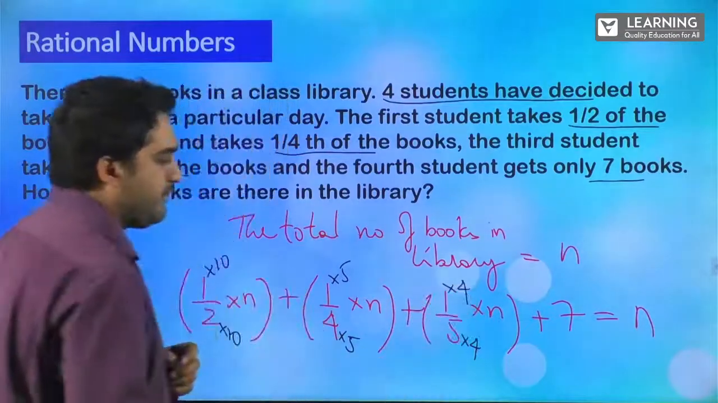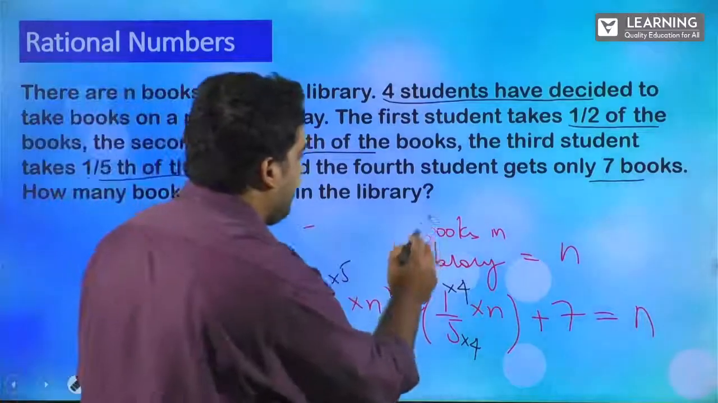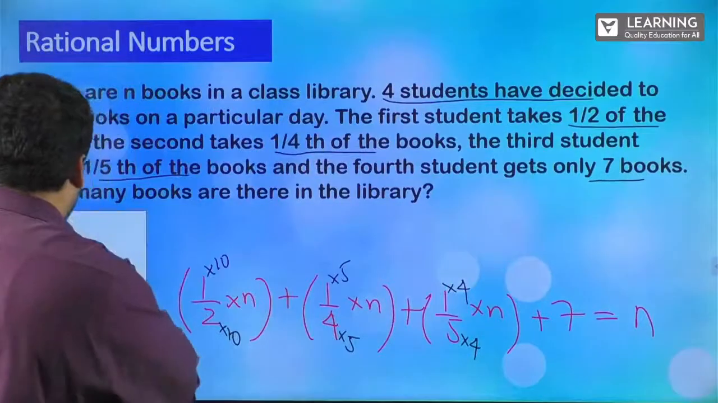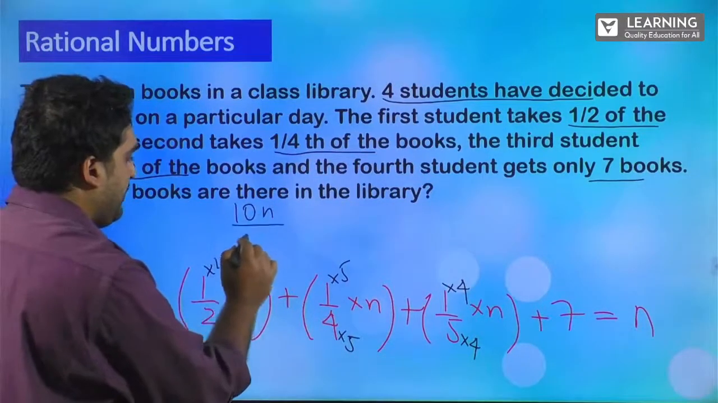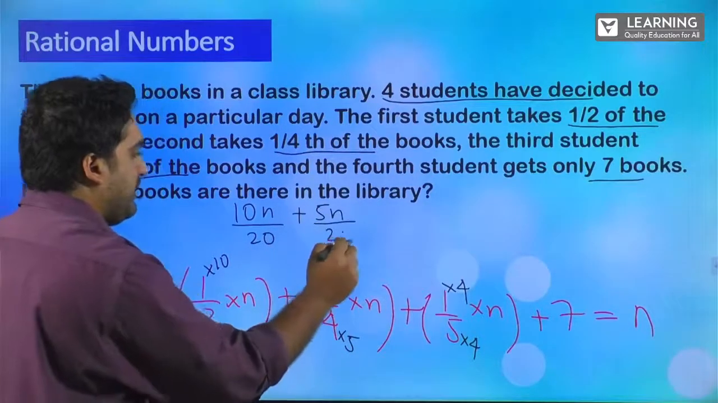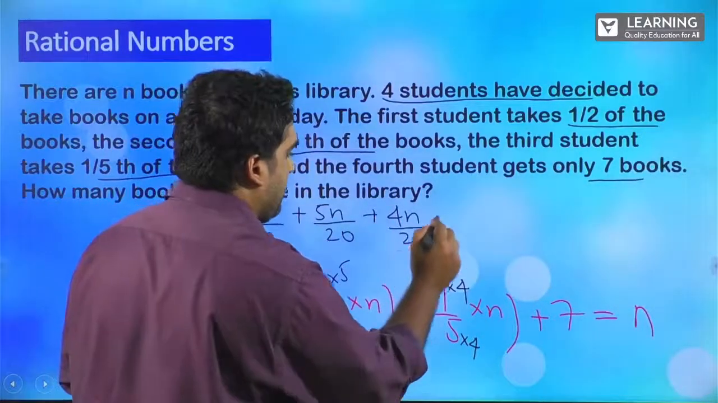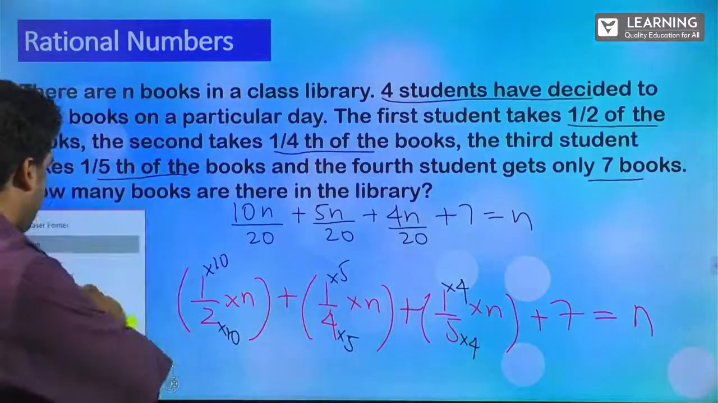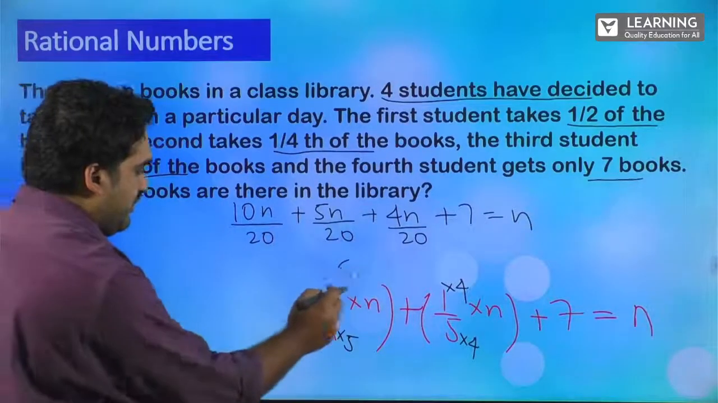Times 4. Okay, so go ahead, try to solve. Find the value of n. So you get 10n by 20 plus 5n by 20 plus 4n by 20 plus 7 equals n. Okay, I'm erasing this so that I get more space to solve.